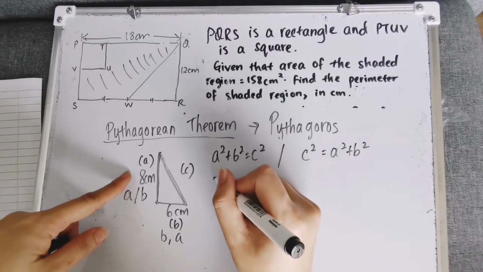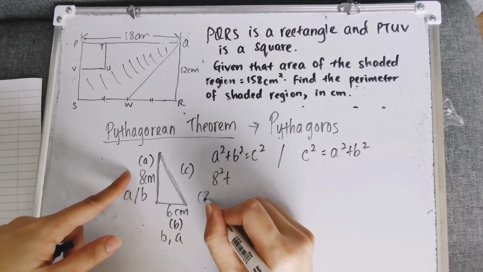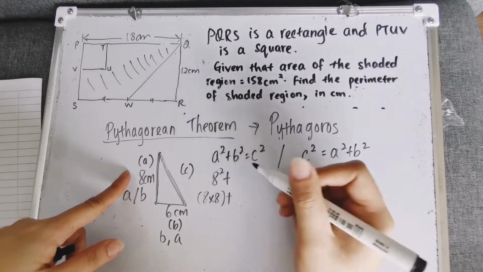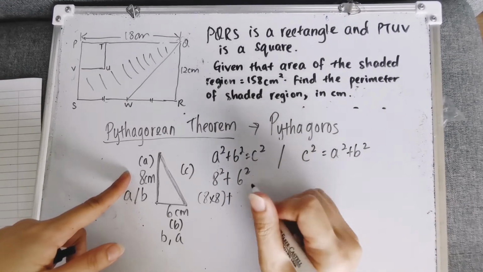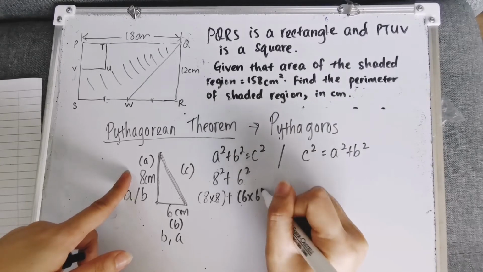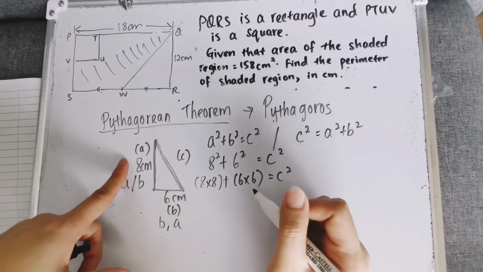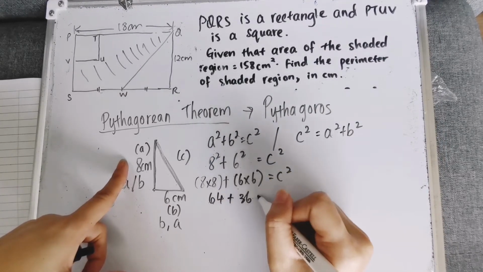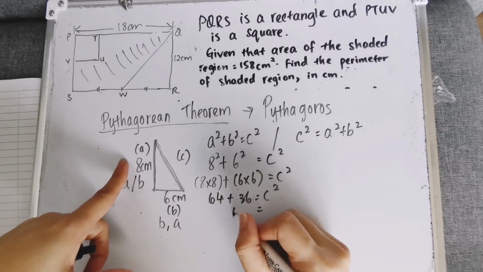So for a, I put 8 squared. 8 squared means 8 times 8, you have two 8s. Plus b squared is your 6 squared, so 6 times 6, equals your c squared. So 8 times 8 is 64. 6 times 6 is 36. So 64 plus 36 is 100.